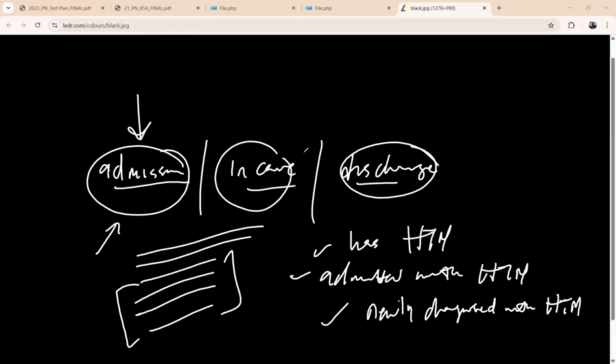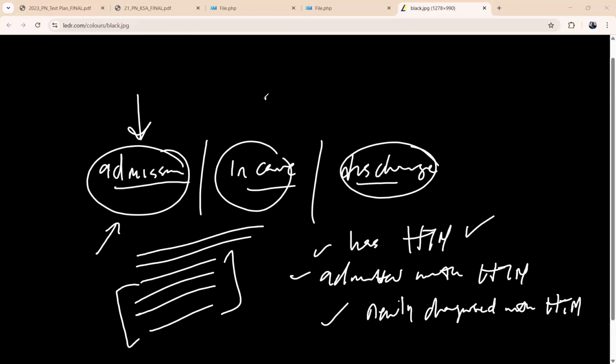NCLEX will not tell you in-care. This is how you will know the patient is in care, in the sense that they did not tell you it's newly diagnosed, they did not tell you admitted, they do not tell you discharged, they just only tell you hypertension. Simple as that. Right. So it's a general question that you will get in that way.